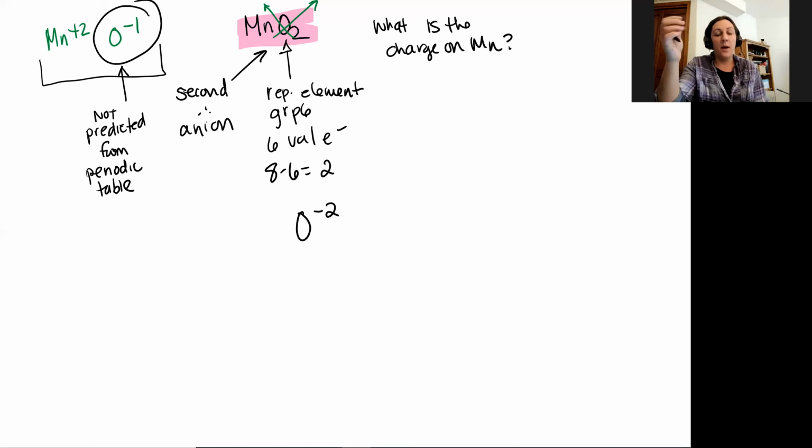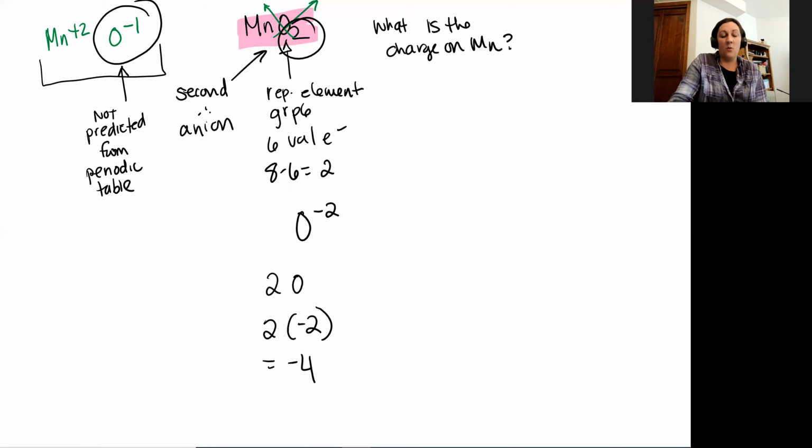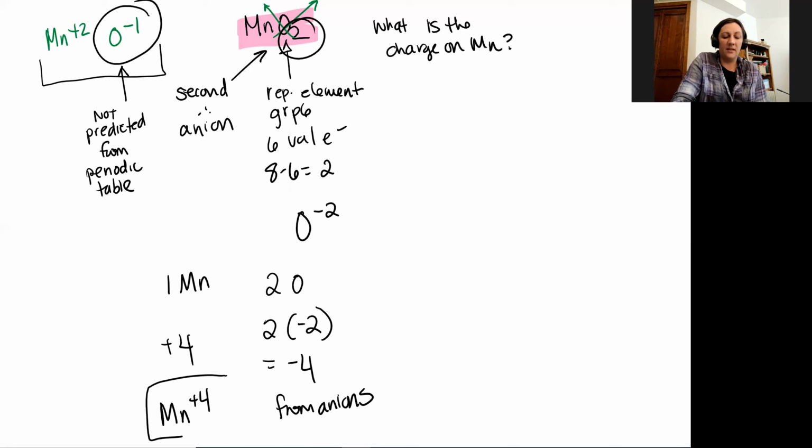Let's work from the oxygen being -2. I know that I have a subscript of 2. So if I have 2 oxygen and each one has a -2 charge, I have a total of -4 coming from the anions in this compound. I have only 1 manganese. So all of the positive charge to balance out that -4 is going to be on 1 manganese atom. So it'll be the opposite of that -4, which is +4.